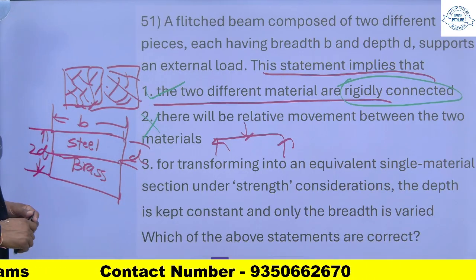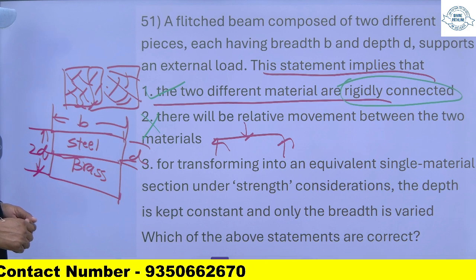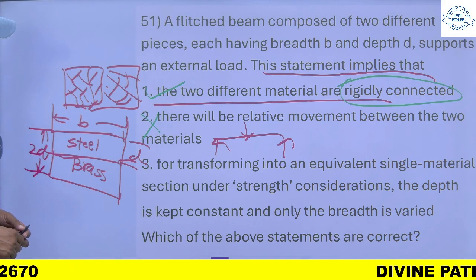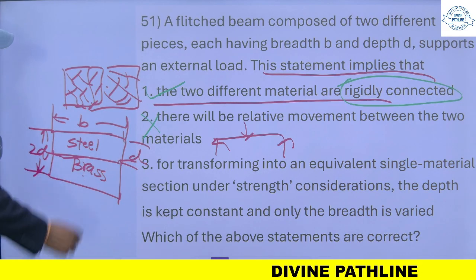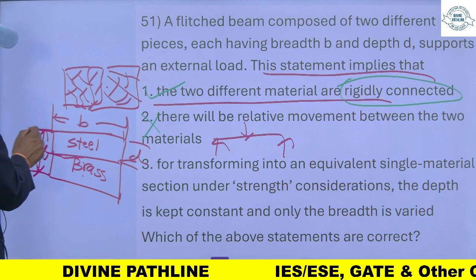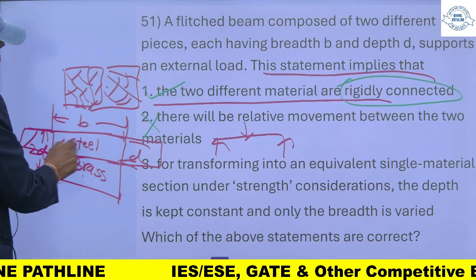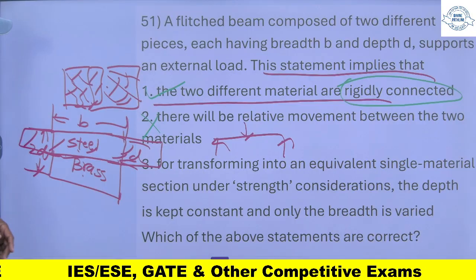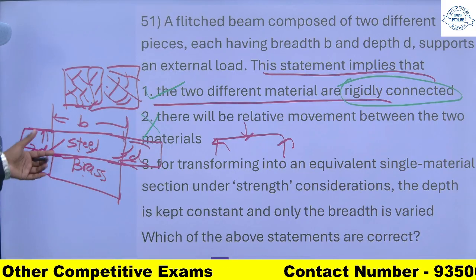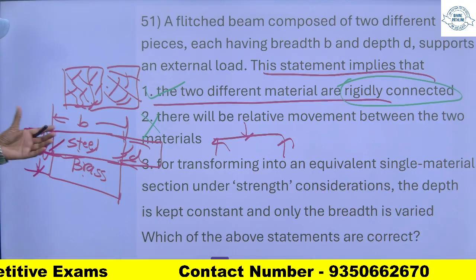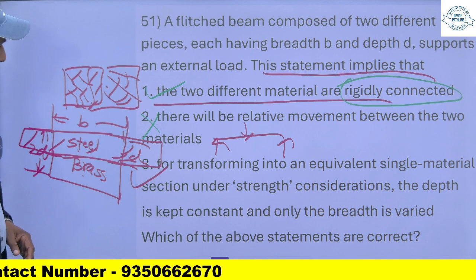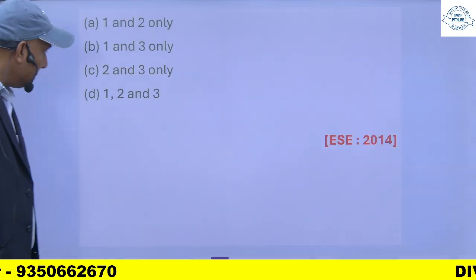For transforming into an equivalent single material section, under strength considerations, the depth is kept constant and width will be varied. Yes. Suppose this is the brass. If I convert this steel into brass, I will multiply it by the modular ratio. So depth will be constant. Only thing is that width will vary. So this is okay. Which of the above statements are correct? So 1 and 3 are correct.